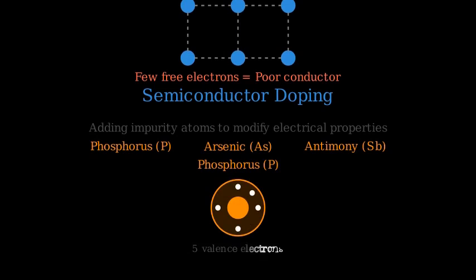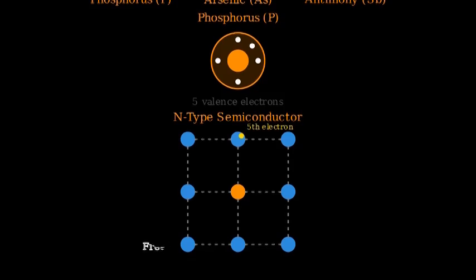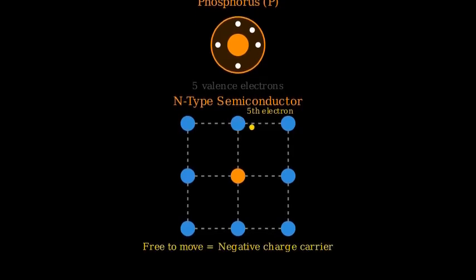Phosphorus has 5 valence electrons in its outer shell. When a phosphorus atom replaces a silicon atom in the crystal, 4 of its valence electrons form covalent bonds with neighboring silicon atoms, but the 5th electron has no bond to join. This extra electron becomes loosely bound to the phosphorus atom and can move relatively freely through the crystal structure, creating a negative charge carrier. That's why it's called N-type, for negative charge carriers.